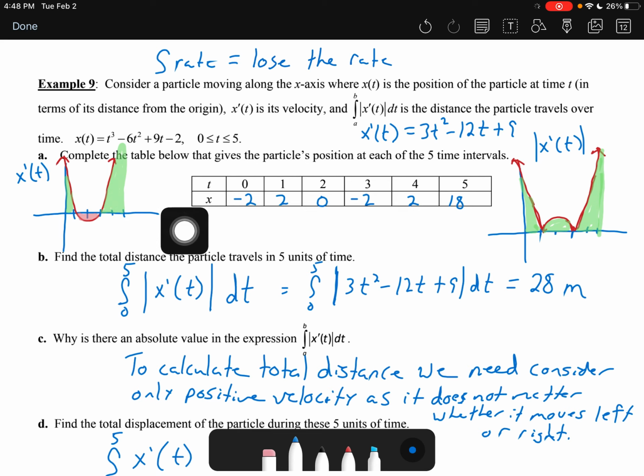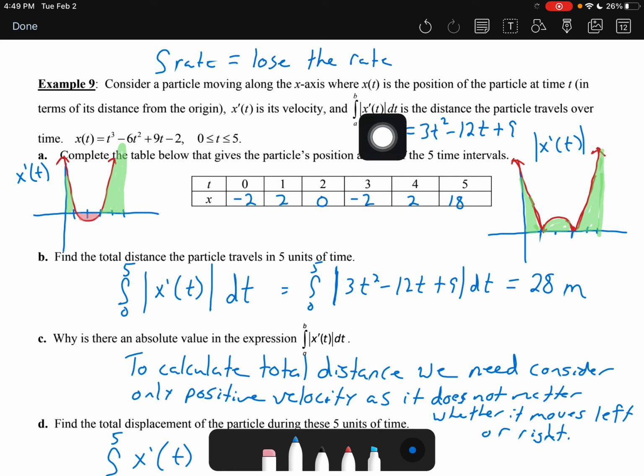Okay, so here they're having us fill out this table, and what we have here is actually a position function, x of t. Here it says consider a particle moving along the x-axis where x of t is the position of the particle at time t in terms of its distance from the origin. So x prime of t makes sense. If I take the derivative of position, I get velocity. And it says this, where I have the absolute value, and I didn't put that on the last problem, but I want to point that out.